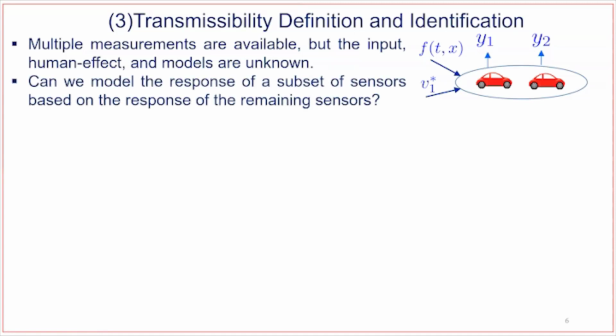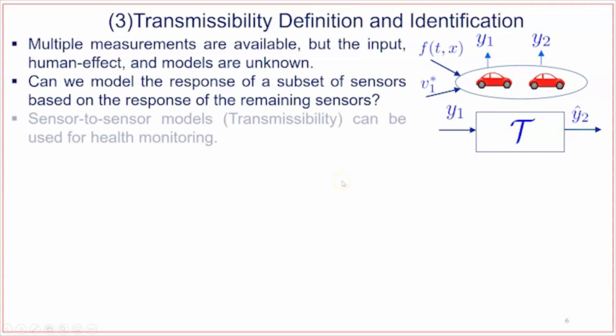So the goal of this paper is to obtain the response of a subset of sensors based on the response of the remaining sensors, as we can see here. So this T here is called the transmissibility operator from y1 to y2.